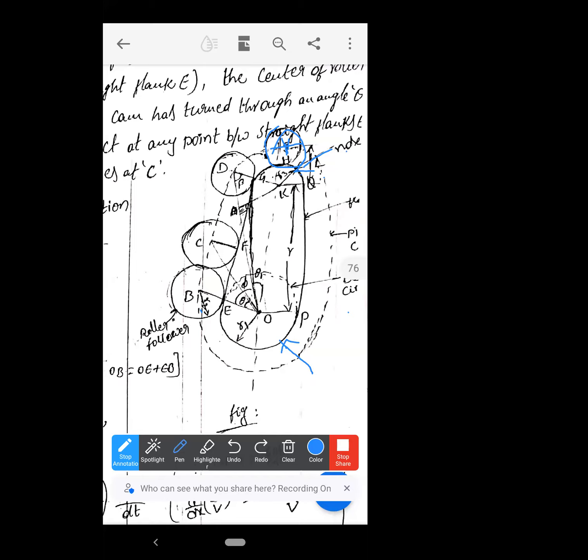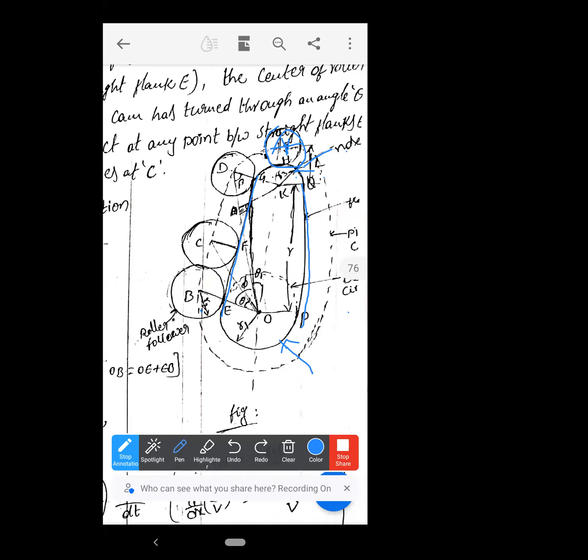And in this, the first case is when the roller has contact with the straight flank. Flank means the lines between our base circle and nose circle. Just observe these lines. What are these lines? These are tangential lines, tangential to the base circle and nose circle.